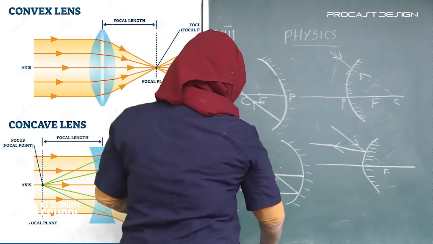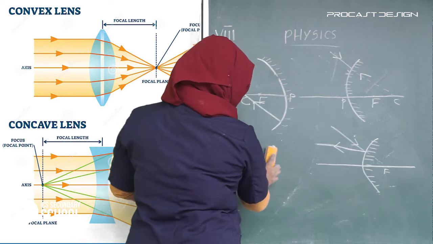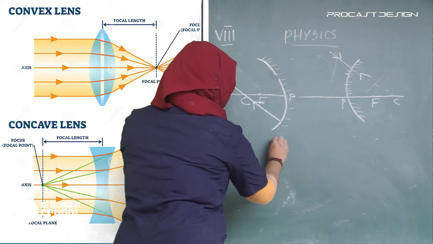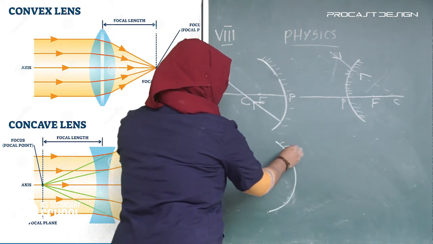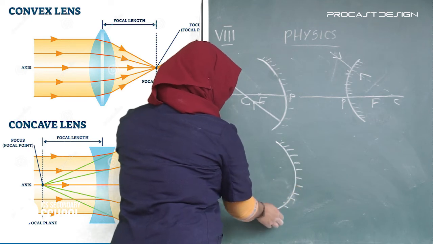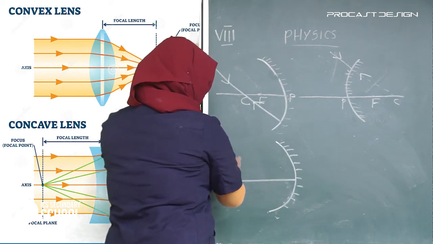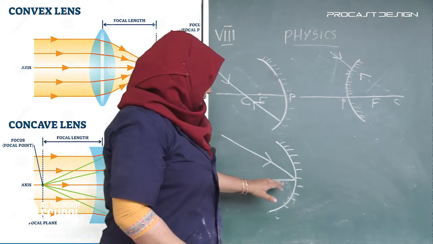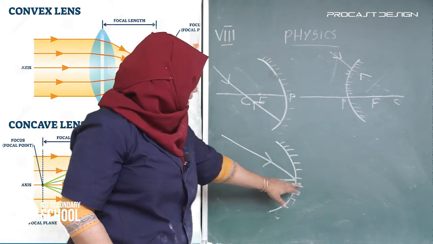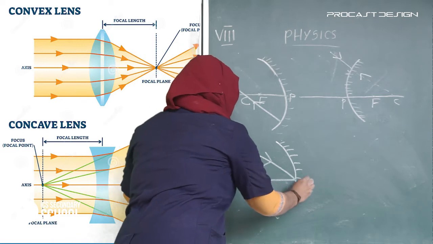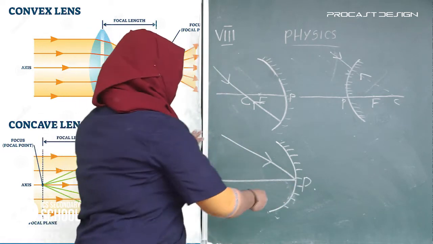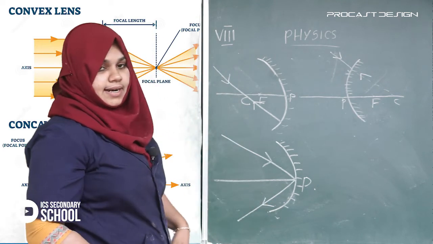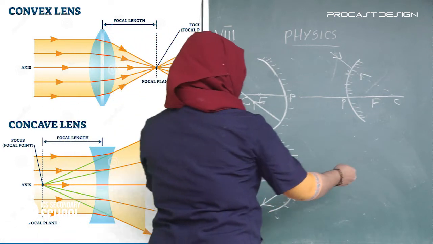And last, a ray of light at a concave mirror. This is the principal axis, and this is the incident ray, falling obliquely at the pole. Then how will the reflected ray be? The reflected ray is also oblique, going through this side, like that.